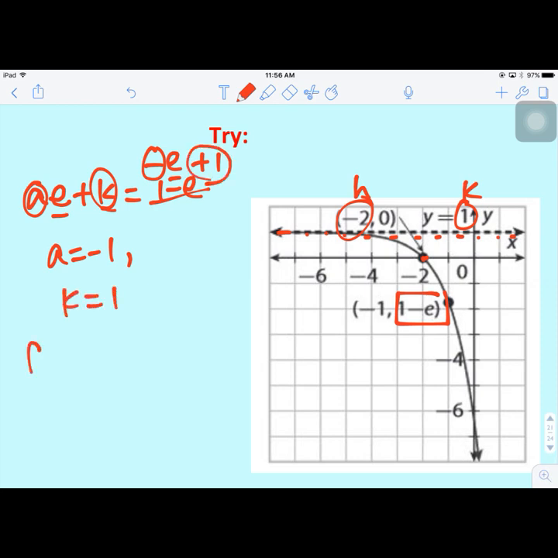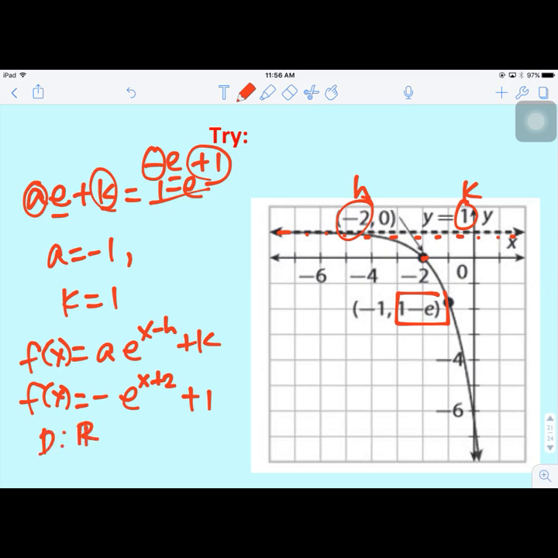So with that said, we're going to fill out our general equation, a e to the x minus h plus k. Again, substituting the number, a equals -1, so that will be negative, and that will be x. H is -2, so that will be a +2, and k is 1, so that's a +1 at the end. And the domain is going to be, again, all reals. The range is y. Y is below this horizontal asymptote, so it's less than 1.